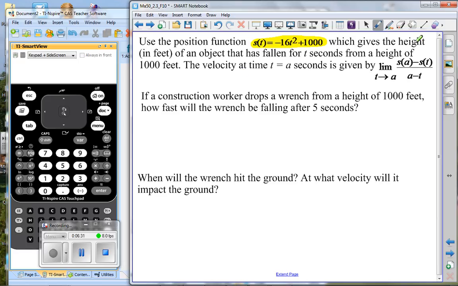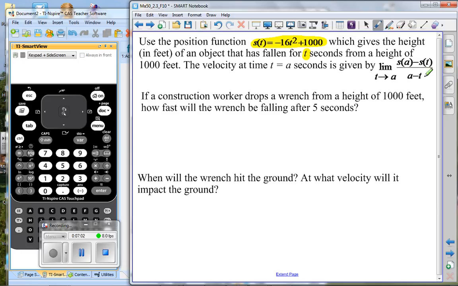So this function gives the height in feet of an object that has fallen for t seconds, so that's one of our variables, from a height, in this case, of 1,000 feet. So we're being very specific that it is 1,000 feet. Later on we'll have problems where we would change that. The velocity at time t equals a seconds is given by this. Now we're going to talk more about how velocity compares to the position function, but for those of you who have not had this before, don't worry about that relationship.